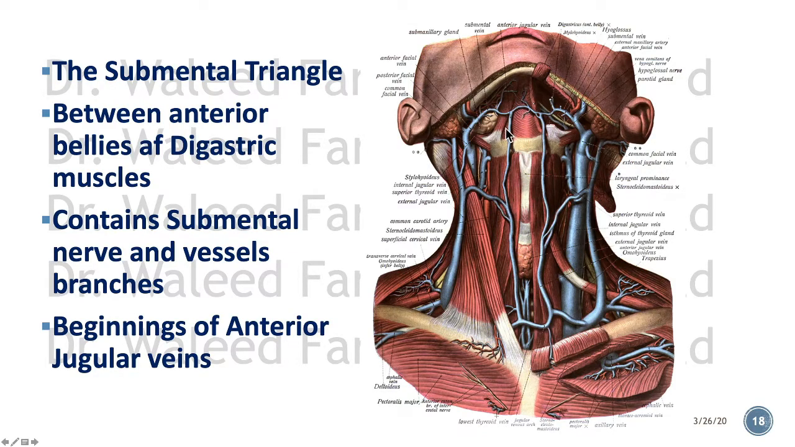Now, last but not least, the submental triangle between the two anterior bellies of digastric. This is the submental triangle, floored, of course, by the mylohyoid muscles meeting in the midline raphe. It has the terminal branches of the submental vessels and nerve, and the beginning of the anterior jugular veins. That's it for the submental triangle.